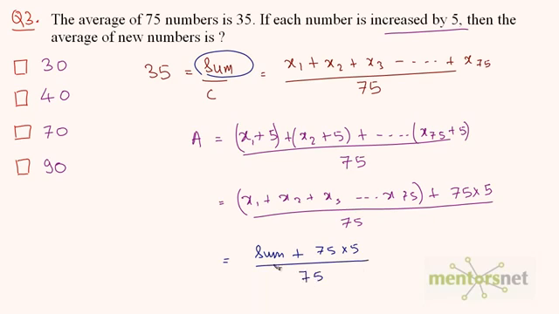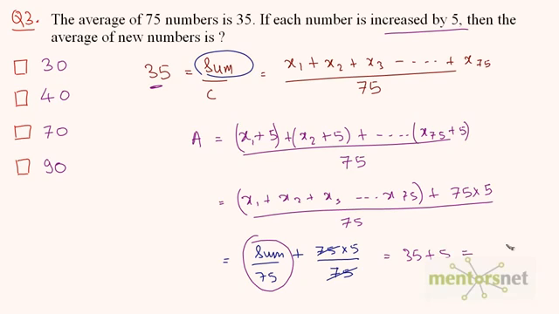We can divide the 75 into each of this sum and 75 times 5. So this is equal to sum by 75 plus 75 times 5 divided by 75. This 75 gets cancelled out. We know the value of this, which is the average, that is 35. So it is equal to 35 plus 5, and that is 40. So the new average is 40.